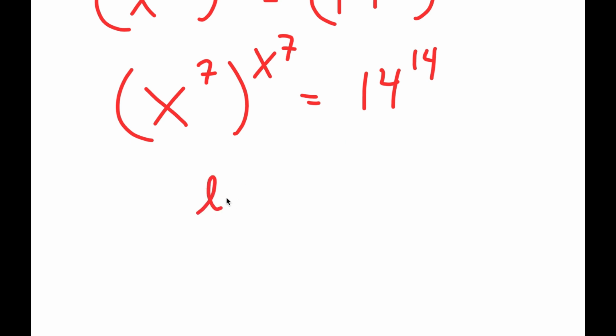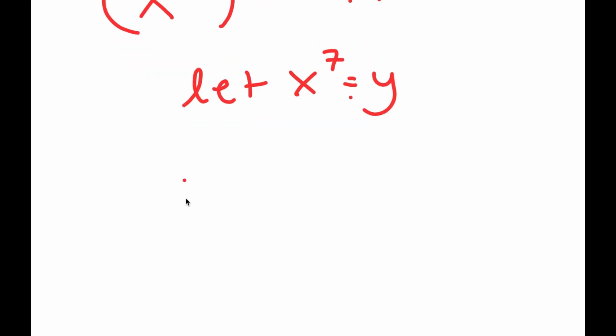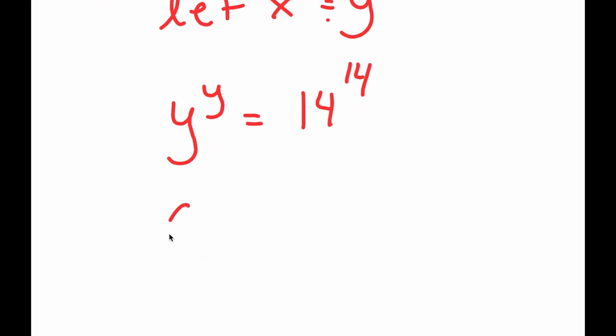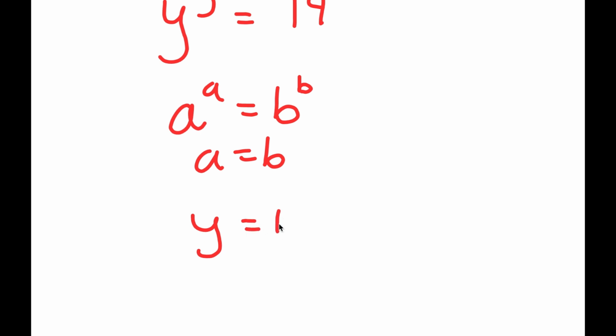Now, I'm going to let x to the power of 7 equal to the variable y. So if I substitute in y for x to the power of 7, I get y to the power of y is equal to 14 to the power of 14. Now from here, if I have something in the form a to the power of a is equal to b to the power of b, I get a equals b. So in this case, y equals 14.